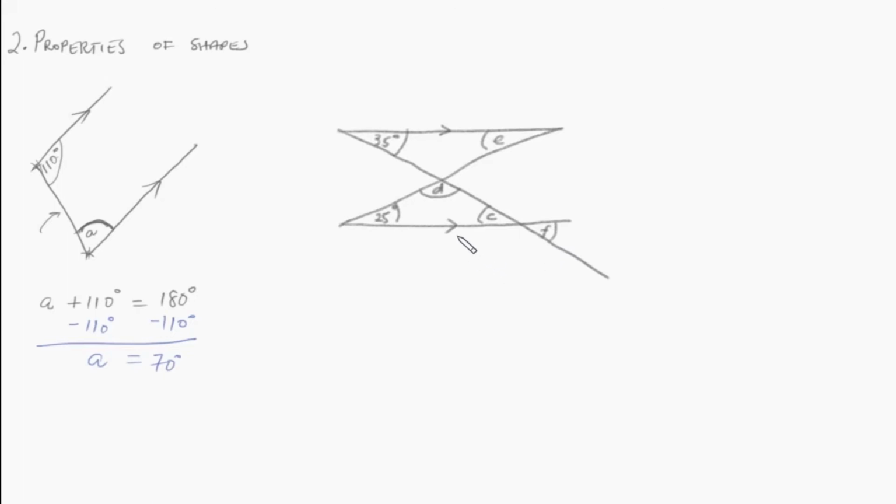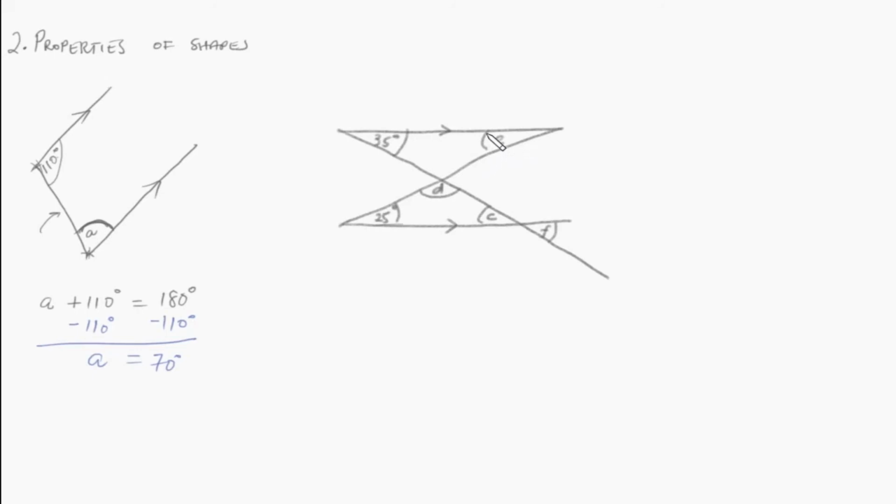So your task in this question is to find angles marked with letters. That means you need to find angle E, you need to find angle C, you need to find D and F, okay? Now what do you do? I would see that this line is parallel to this one.